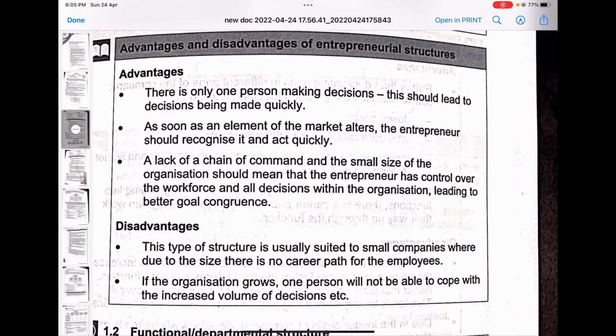So we know that since there's just one person, the chain of command is also small, so there is goal congruence, and there is a better goal congruence. The entrepreneur has a close bond, and the entrepreneur also has control over the workforce and all the decisions. Is that clear? If there's any doubt, please drop them down in the comments below.